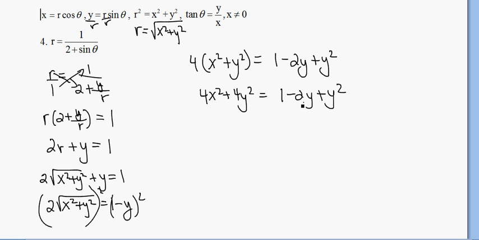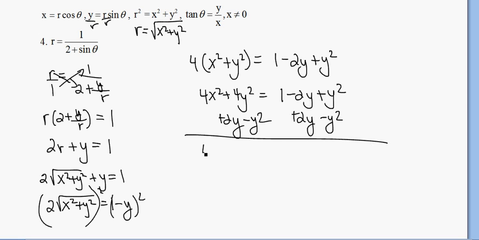And I'm going to move the y and the y squared over. So I'm going to add 2y, and subtract y squared from both sides. So that gives me 4x squared plus 3y squared plus 2y is equal to 1.